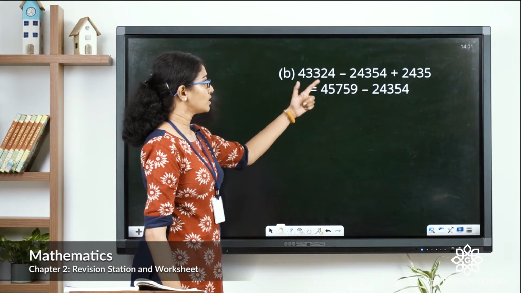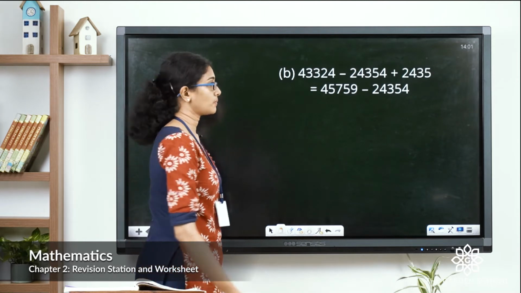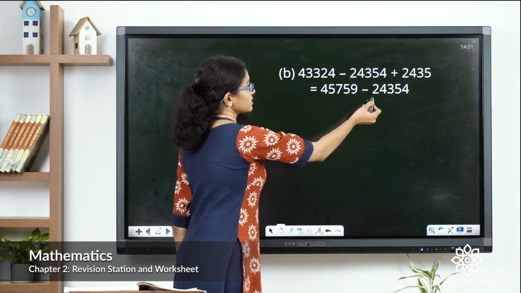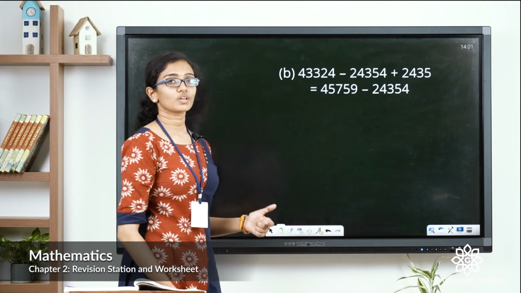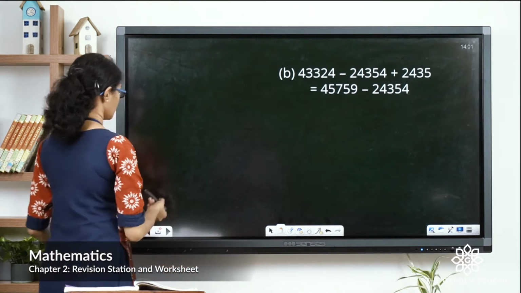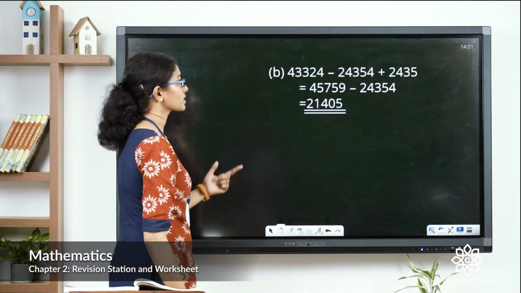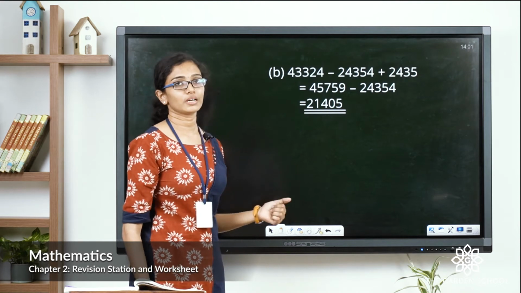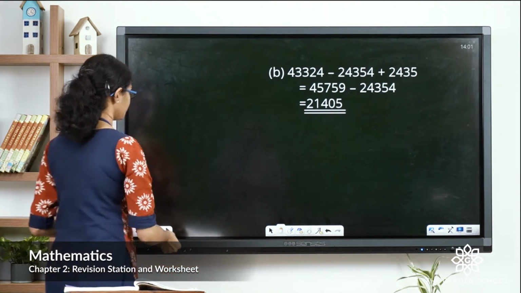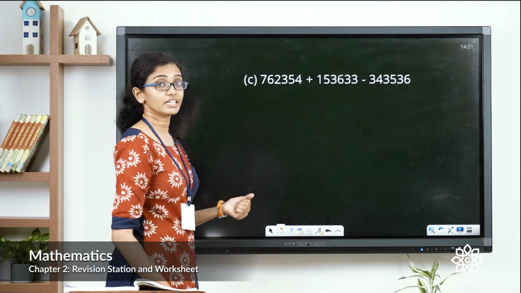45,759. Now let's do the remaining subtraction part. So that is minus 24,354. After subtraction, you'll get the answer 21,405. Now question C.